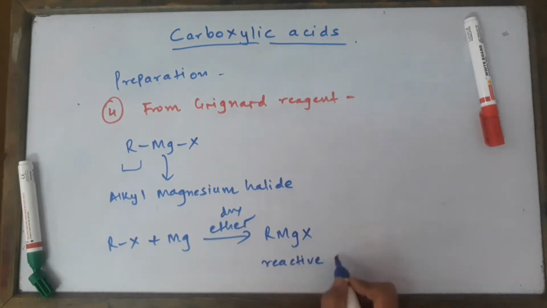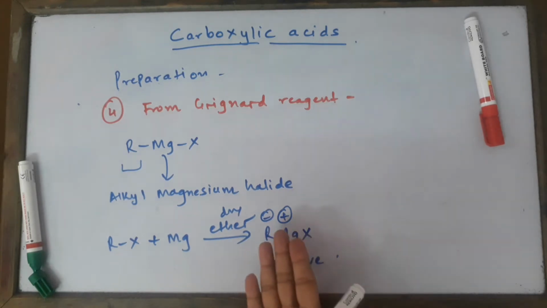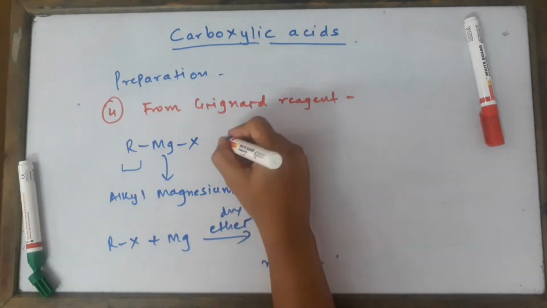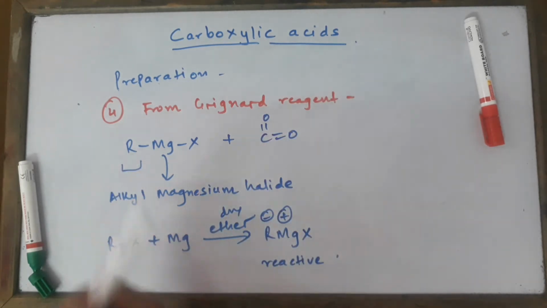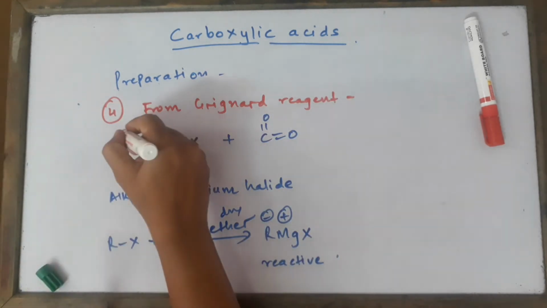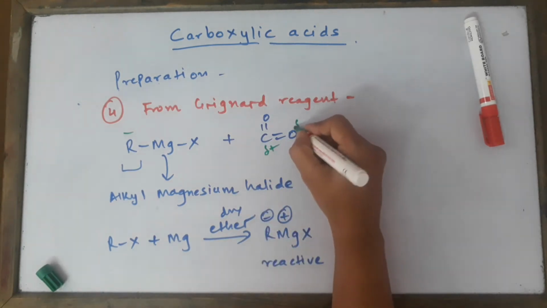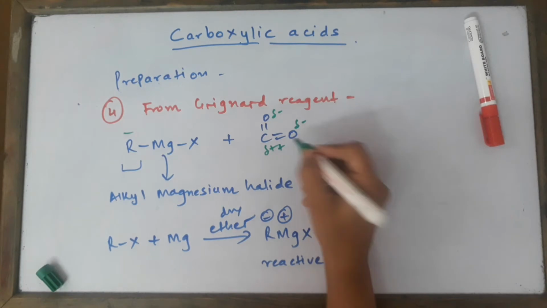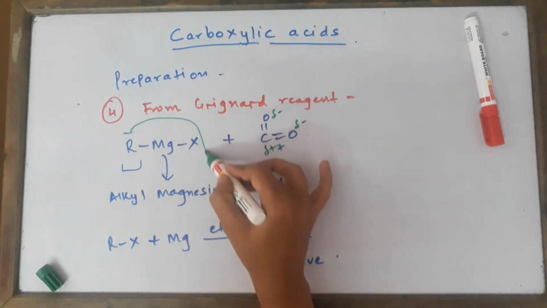What is the special feature? Very, very reactive. R is negative, Mg is positive. So naturally we know that carbon is negative here. We are going to react this with carbon dioxide gas. So a nucleophile is going to attack an electrophile because carbon is positive here, right? Negative, negative over here, double positive over here. So in this manner we are going to attack.